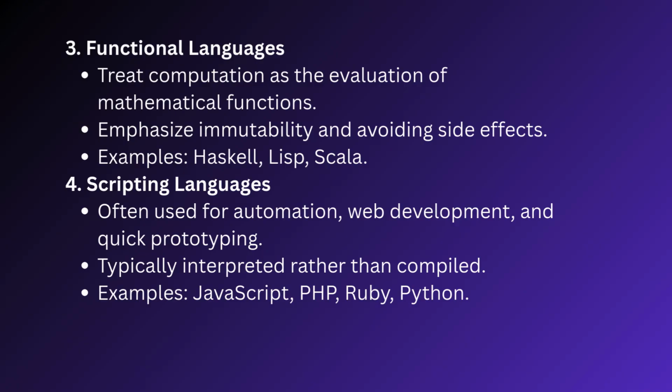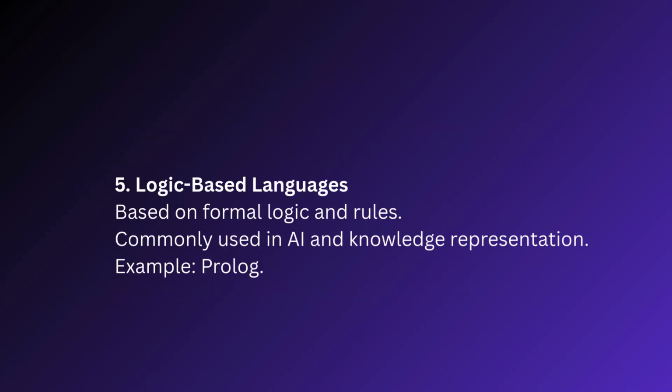4. Scripting languages. Often used for automation, web development, and quick prototyping. Typically interpreted rather than compiled. Examples: JavaScript, PHP, Ruby, Python. 5. Logic-based languages. Based on formal logic and rules. Commonly used in AI and knowledge representation.